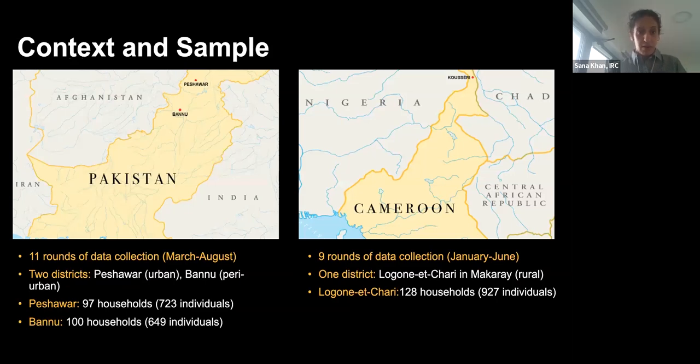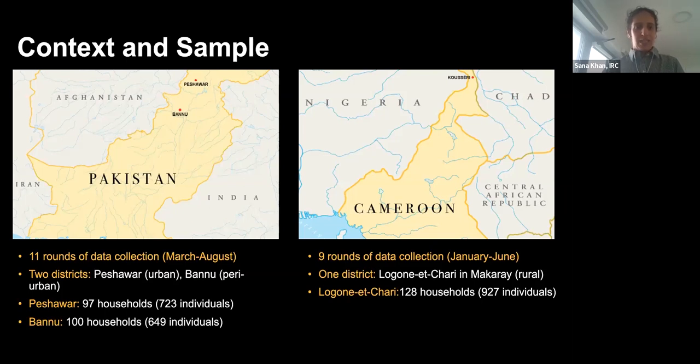So starting off, our intention was to do a data collection over a 6-month period. Obviously, that didn't quite go as planned. So we had 11 rounds of data collection in Pakistan, and we had 9 rounds in Cameroon. That difference really comes from the ground reality and the situation we were dealing with in the two contexts.